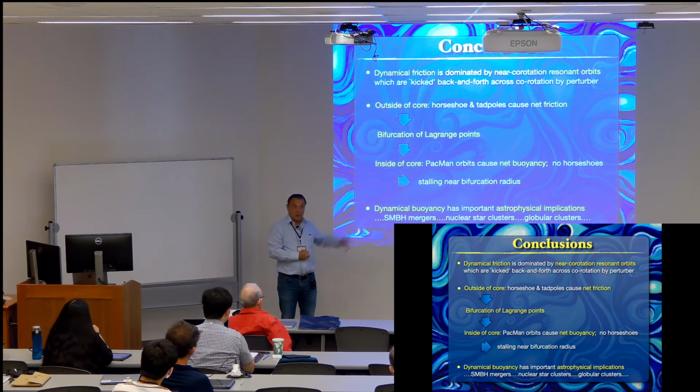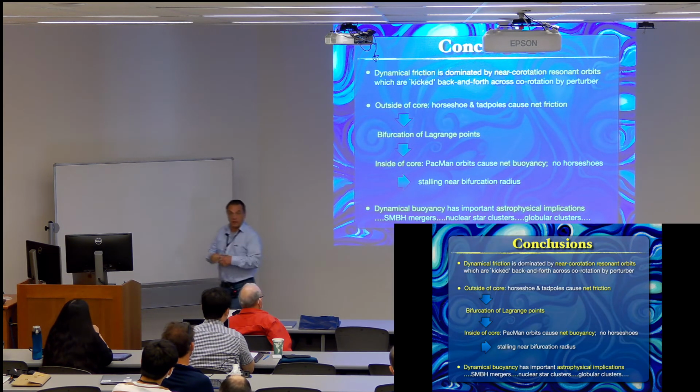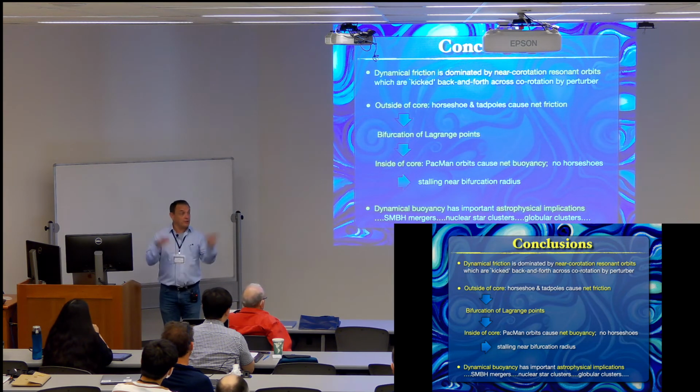Now, to what extent is this consistent or not with the idea that we sometimes see nuclear star clusters and AGN in dwarf galaxies? I leave that open for discussion. Thank you.